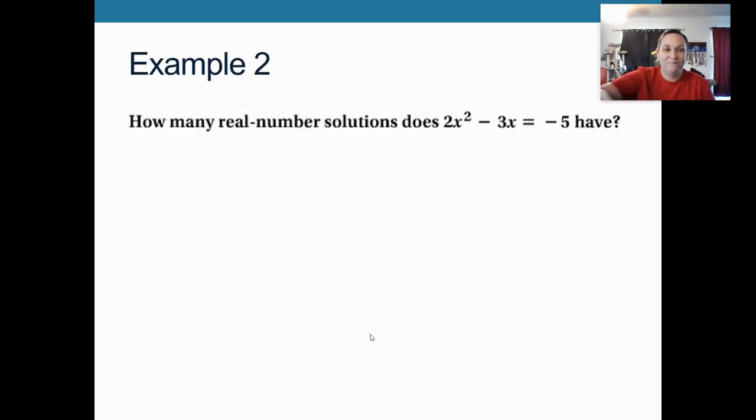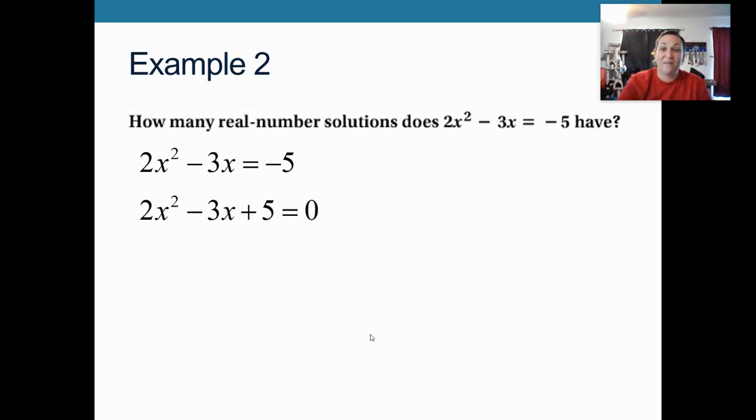Let's try another one. In this problem, again, it's asking you how many solutions does this have. So it does not want the actual answers. It just wants to know how many answers there are. Now, unfortunately, this problem is not in standard form, so I will need to change it to standard form before I start working with it. And to change it to standard form, I'm just going to add the 5 to the other side, like this.